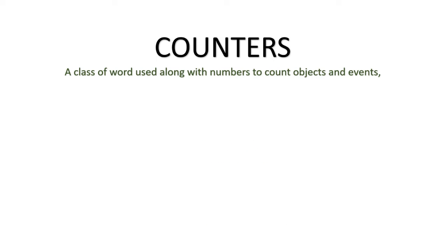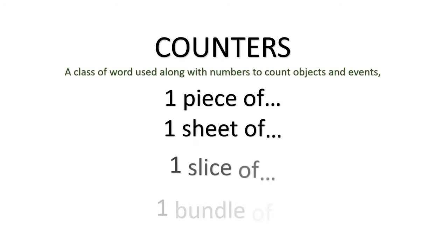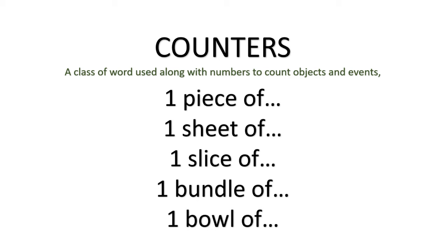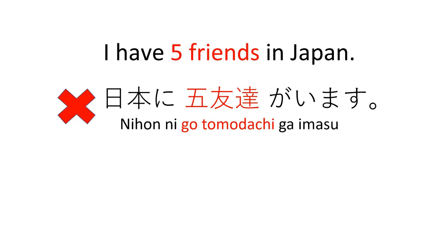Now, counters are what we call words used along with numbers to count objects and events. In English, we have plenty of examples. One piece of, one sheet of, one slice of, one bundle of, one bowl of. We do not say one bowl of water. Instead, we say one bowl of soup. Or one slice of paper. We do not say that. We say one slice of pizza. Something like that. That is how counters work in Japanese also.